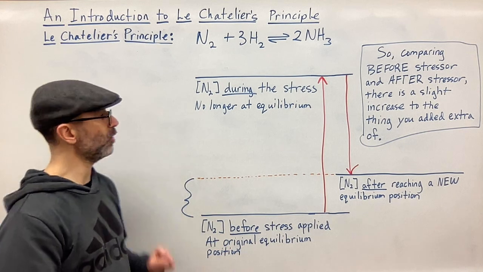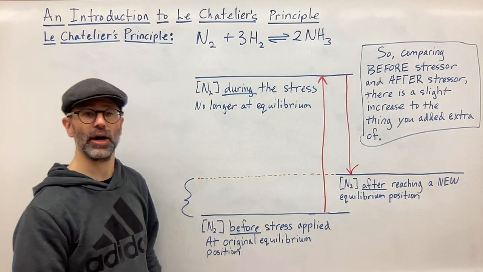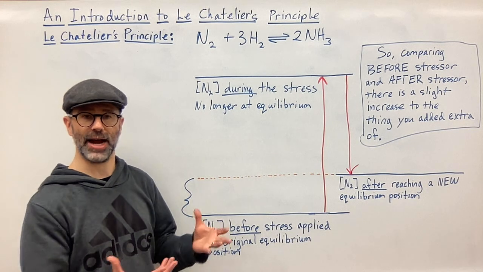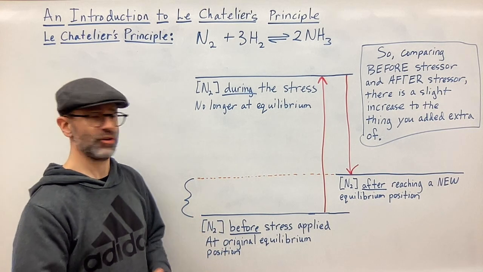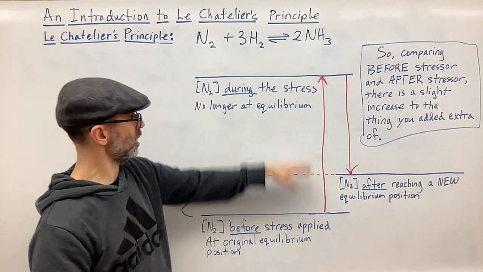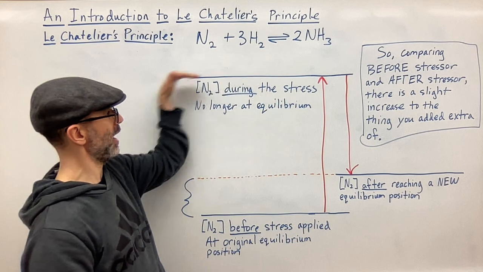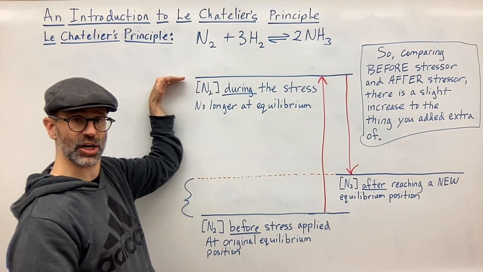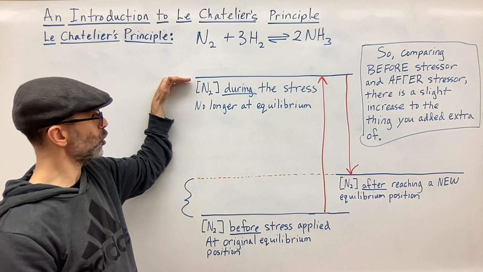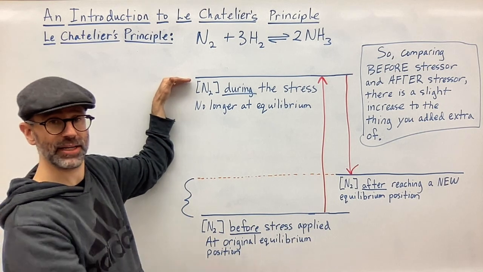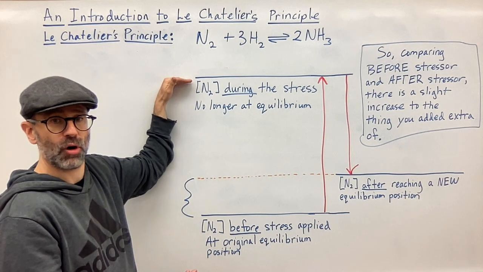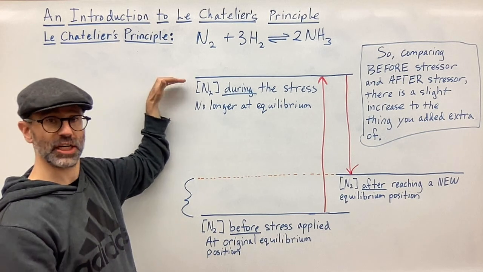Then I'm going to add more N2. I'm going to increase the concentration of N2 in my reaction vessel. And so what happens? The concentration goes up. Now I'm here with regard to the concentration of my N2 during the stress. I've added my N2. Now the system is stressed. It's not at equilibrium anymore because the N2 has been increased.